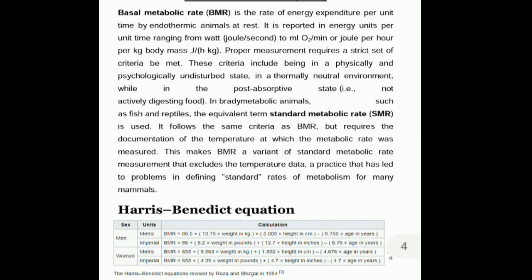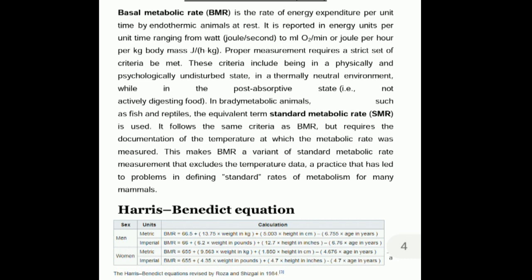Now, BMR, basal metabolic rate. Basal metabolic rate is the rate of energy expenditure per unit time by endothermic animals at rest. It is reported in energy units per unit time, ranging from watt or joule per second to ml oxygen per minute or joule per hour per kg body mass.